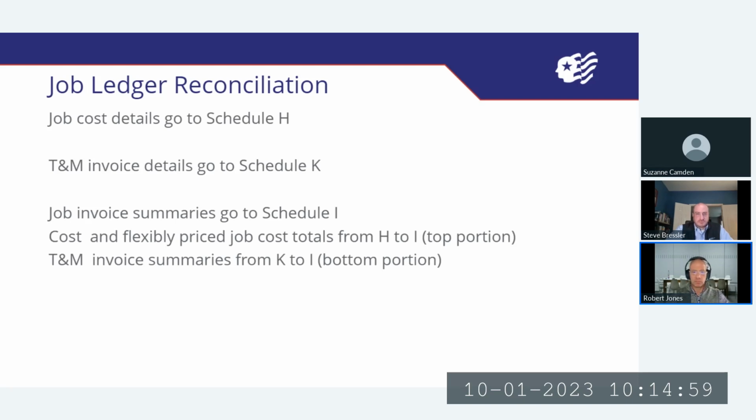The T&M invoice information: notice up above, I said the T&M invoice details go to Schedule K. The T&M invoice summary information comes from Schedule K and goes to Schedule I on the bottom portion of that tab. So hopefully that makes sense, and you begin to see where the information goes and how it flows through and connects within the incurred cost proposal.